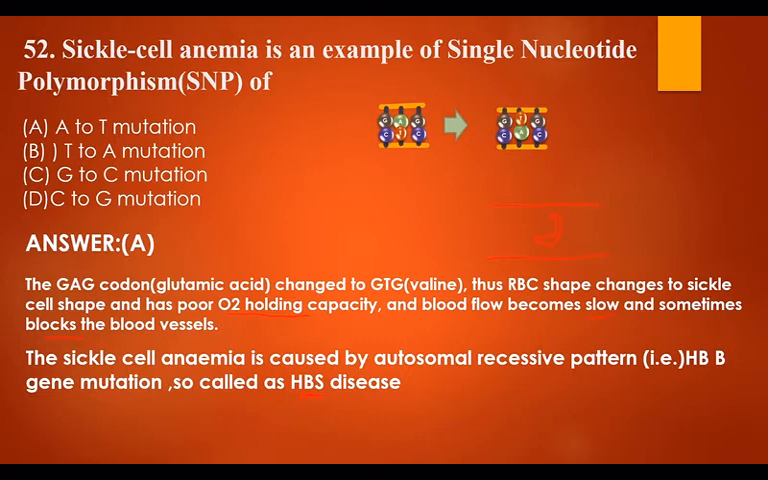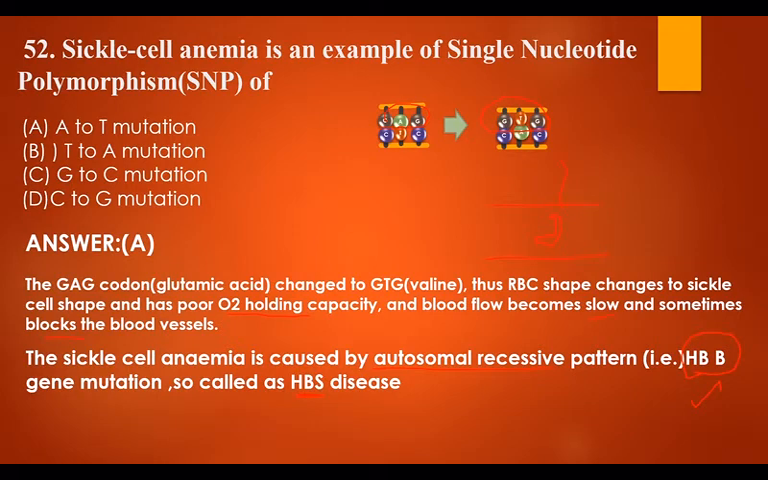So this disease is caused by an autosomal recessive gene, that is, both parents must be mutated for the HBB gene. Then only the progeny will get sickle cell anemia. Here you can see the GAG codon which is changed to GTG, that is valine. So because of this, sickle cell anemia occurs.